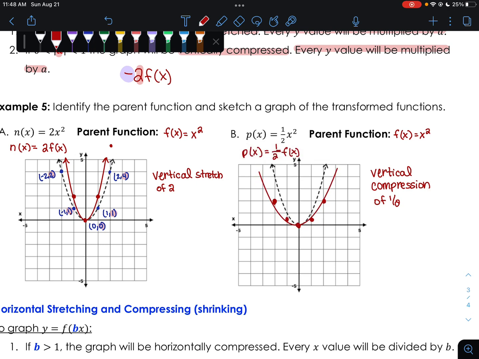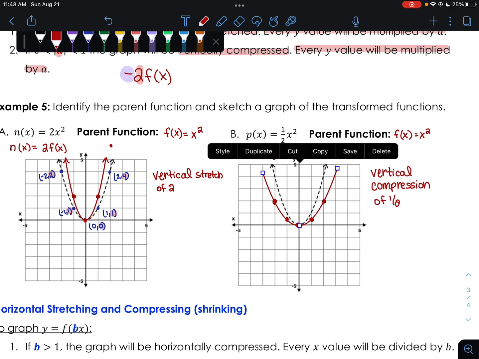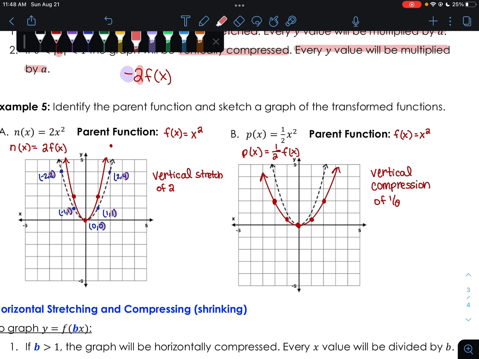And I make it look as best as possible, sorry. There we go. I get this graph right here. So what I want you to notice is that with a vertical stretch, I'm essentially pulling the graph up and down, so it's getting skinnier. When I'm doing a vertical compression, I am squishing the graph in towards the x-axis and it gets wider.